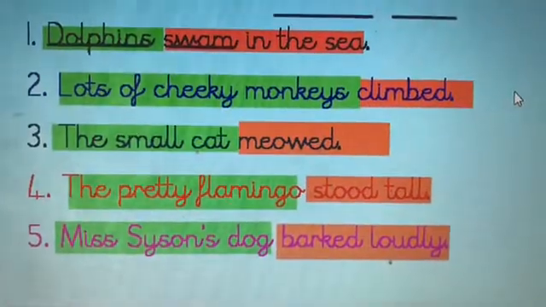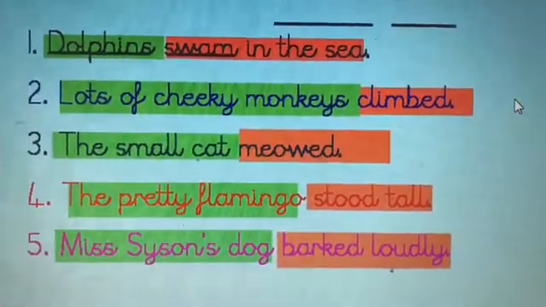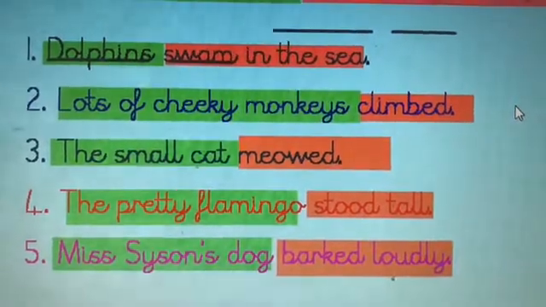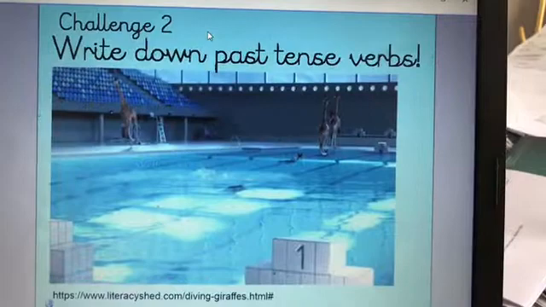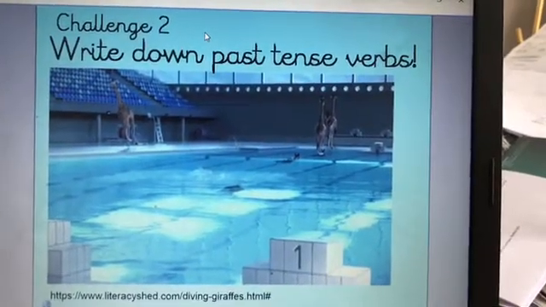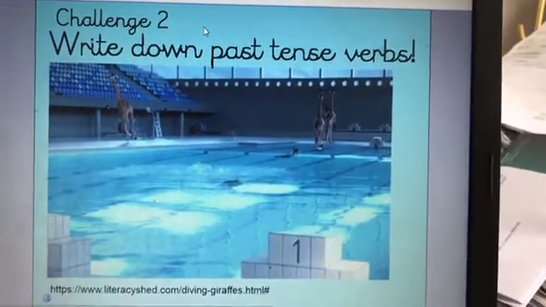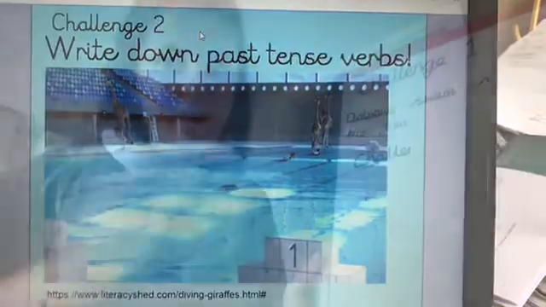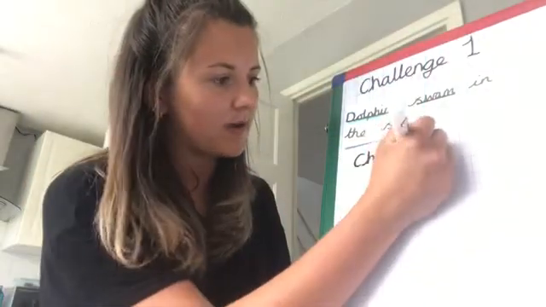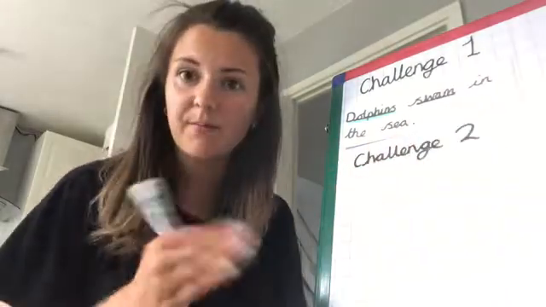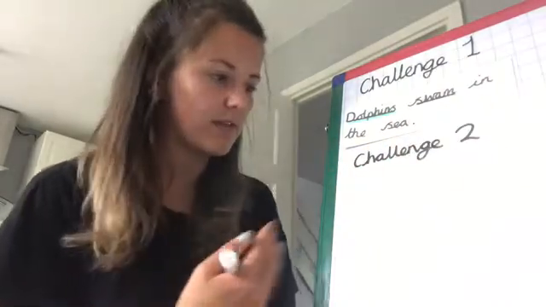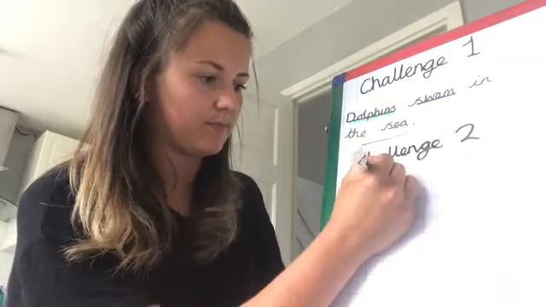So this is what yours should look like, whether you've written it onto the rainbow grammar cards or highlighted them in the right colours. Okay, so challenge number 2, we are going to write down past tense verbs in the video that I show you. Okay, so it will look like this. Okay, so in my book I am writing challenge 2 and I will be watching the video, and if I see them swimming I will write the word swam.